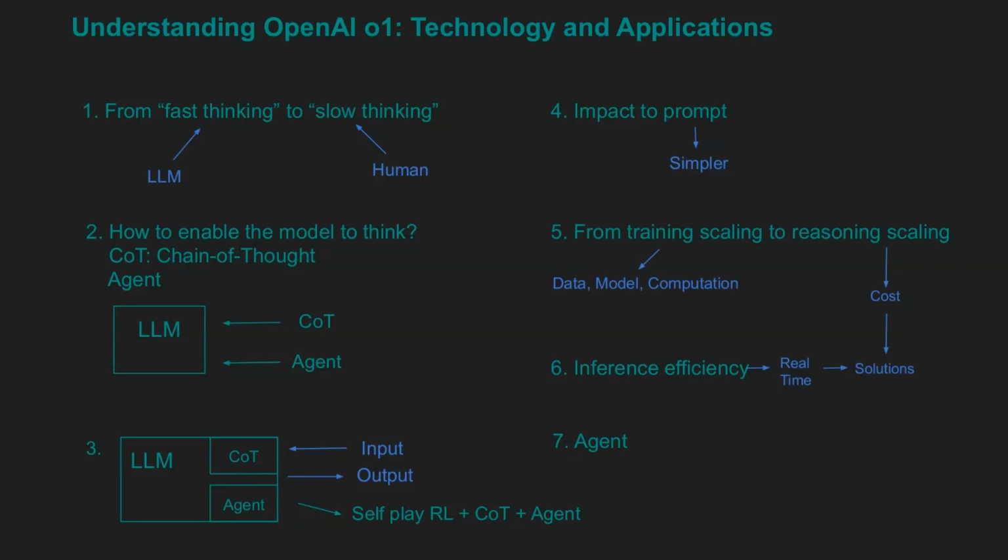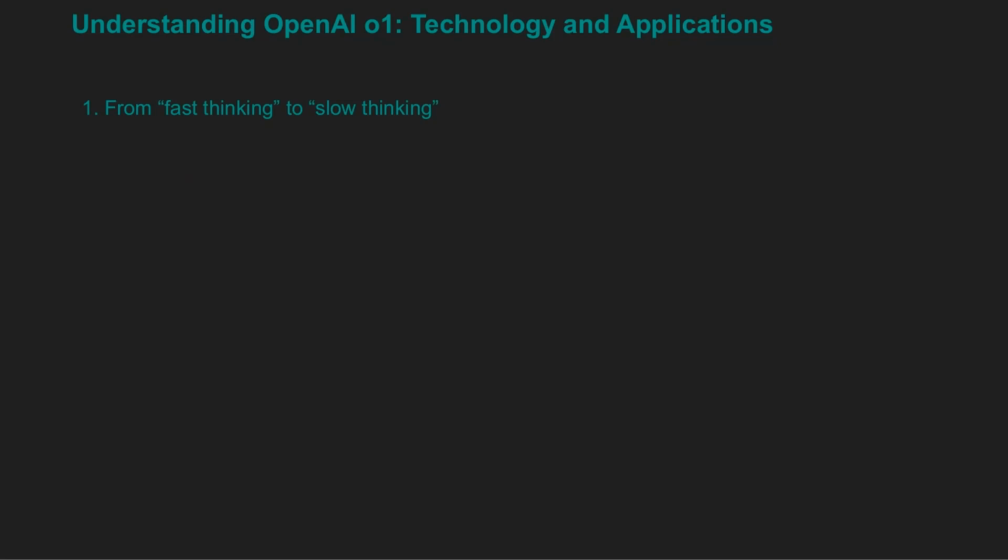Recently, OpenAI's O1 model has been incredibly popular, and its reasoning capabilities far surpass those of GPT-4. In this video, I'll help everyone understand the technology behind this model and its future applications in a simple and approachable way. The core of this model lies in its powerful reasoning capabilities. To start, let's look at the process from fast thinking to slow thinking.